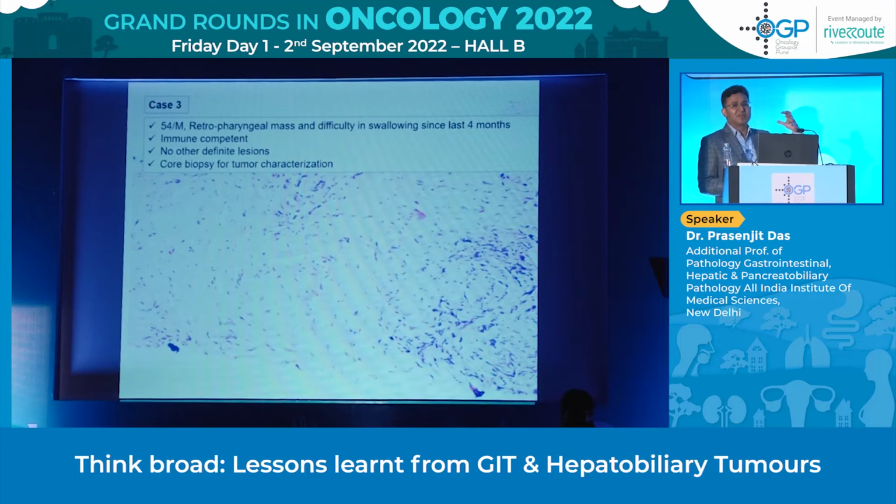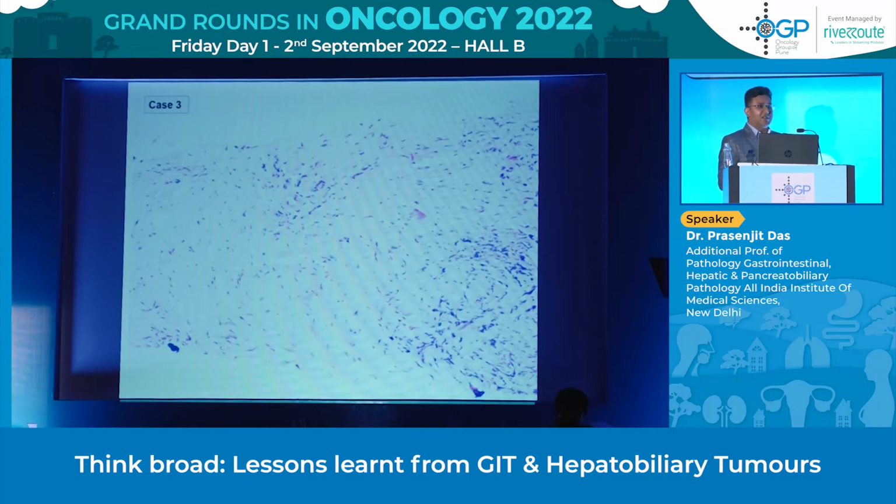This is a simpler case, case 3. A 54 male presented with a retropharyngeal mass, and it was referred to the GI tract reporting because of the reason I will tell now. There was a difficulty in swallowing of 4 months of origin, immunocompetent patient, no other definite lesion, core biopsy for the tumor characterization. The radiologist said there is a tumor, no doubt.